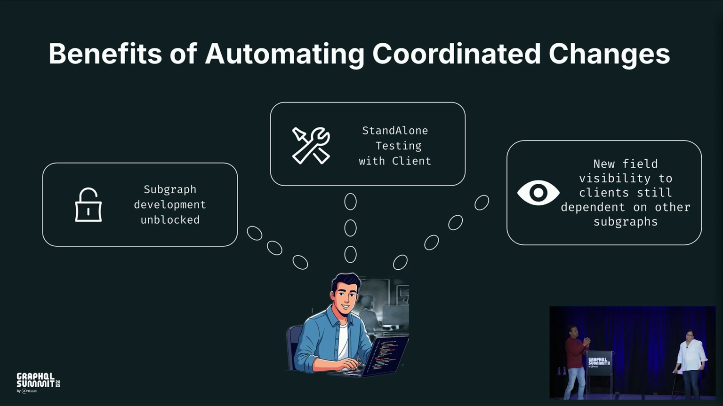So after phase 1, as a subgraph owner who wants this new field, I am unblocked and I could publish the schema with the new field and start testing it independently without waiting for the other subgraph teams. And I don't need to actually coordinate with all those subgraph teams to address it. There is already an automation that takes care of it.